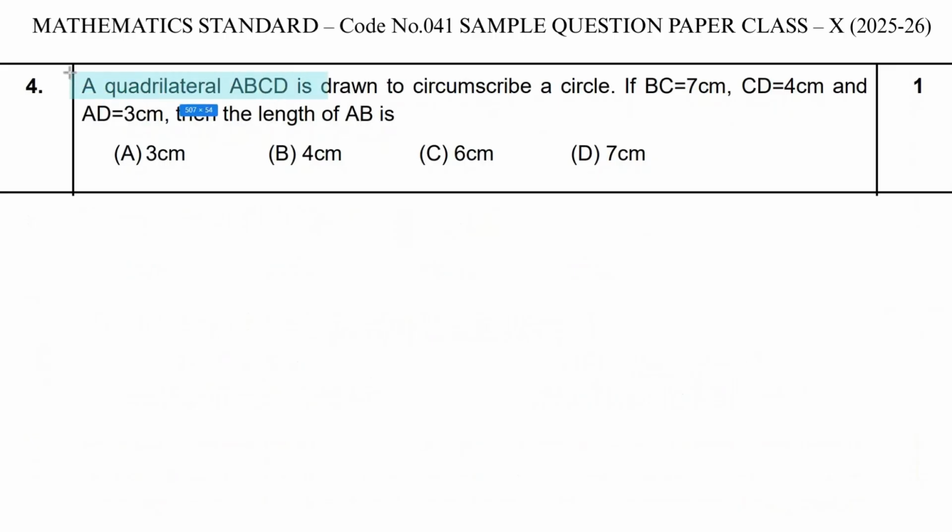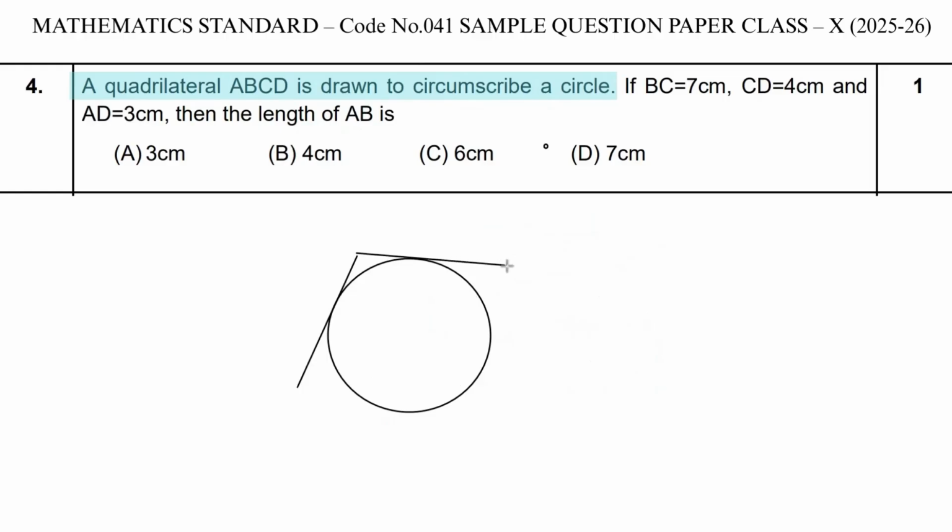This question says ABCD is a quadrilateral that is drawn to circumscribe a circle. So as I said, always make a rough sketch. So I first made a circle and then I should make a quadrilateral so that it is circumscribing the circle.